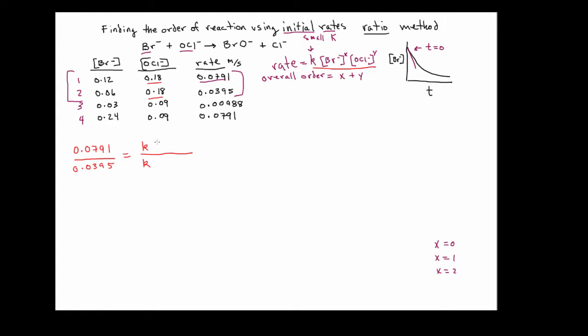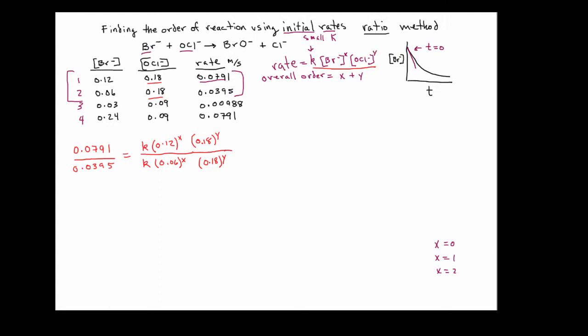Now for the Br minus in the top here, we're going to have 0.12, and this will be raised to the x power. In the bottom, we're going to have 0.06, and this will be raised to the x power. The same exponent because it's the same order of reaction, since this is for the Br minus. And then the OCl minus will be 0.18 raised to the y power, and the bottom will also be 0.18 raised to the y power.